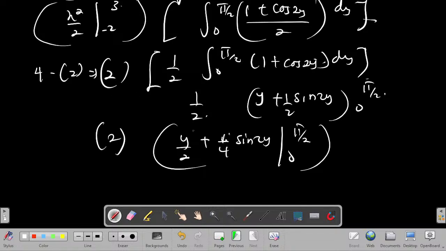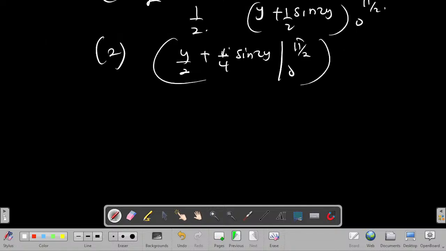2. So with this expression alone, what do I do? When I put my pi on 2, I'm going to get pi on 4 for the first part, minus 0. 0 makes everything 0. So pi on 4. Then plus, when I come here, I'll put my pi on 2. So 2 times pi on 2 becomes pi. What is sine pi? That is sine 180, which is 0. So sine 180 is 0.